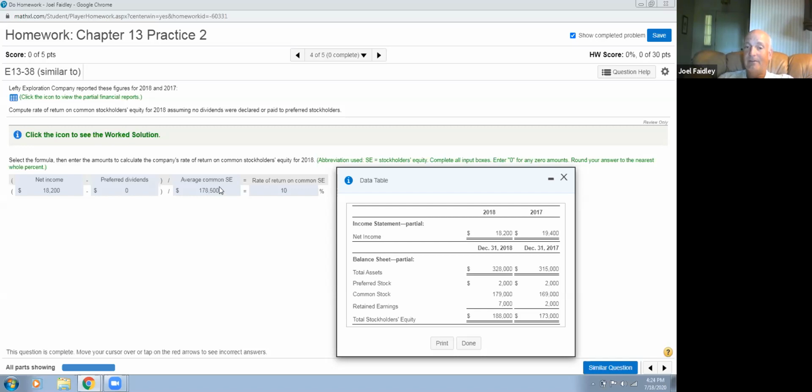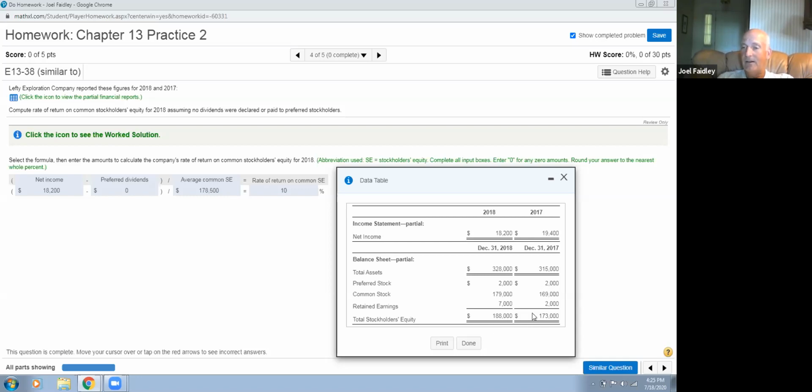That's the easy way to remember. It's everything but preferred stock. So here the average says, well, these are balance sheets, right? 2017, well, the bottom part is 2017, 2018. These are the balances. So if I've got preferred stock, I'm going to ignore that. So what I want to do, I'm going to take 179,000 plus 7,000 plus 169 plus 2, add those four up, and divide by 2, which is going to give me this 178,500. Right? 179 plus 7 plus 2 plus 169 divided by 2.